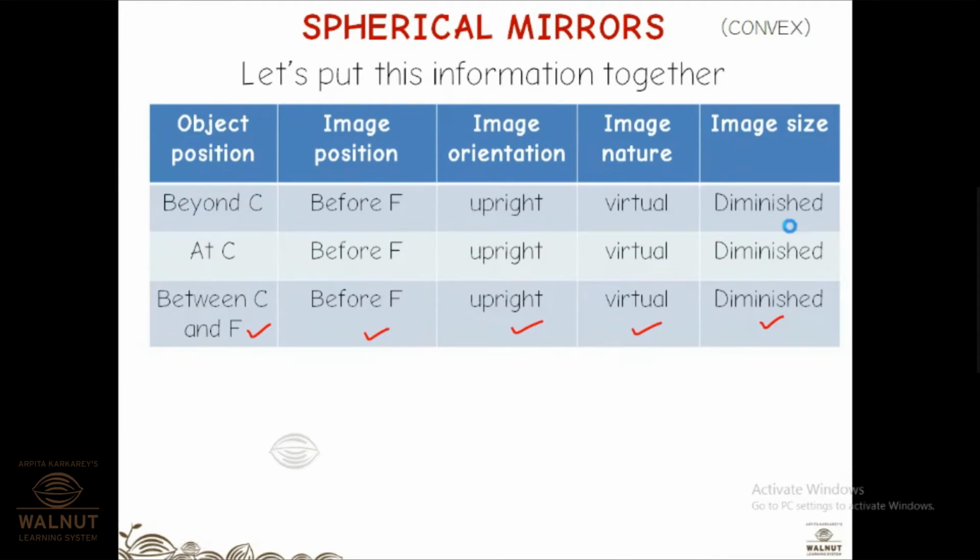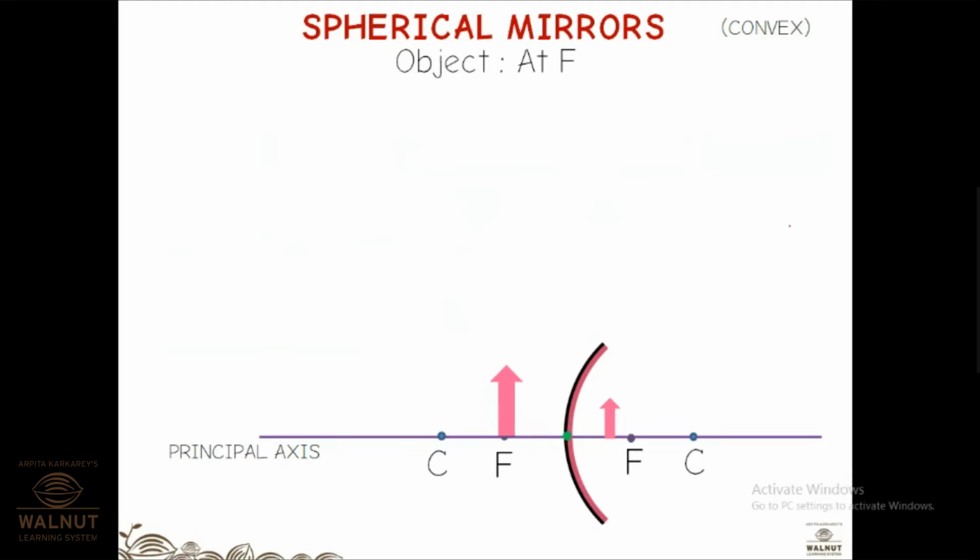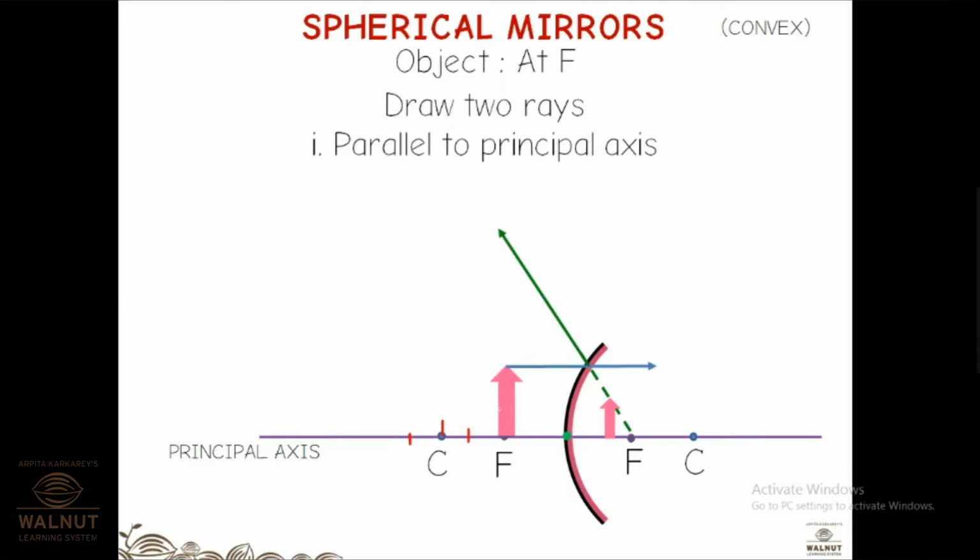Now next. So the object, we are moving it closer to the mirror. First it was before C here. Then it was at C. Then it was between C and F. Now we have moved the object here, that is towards F. So now again we are going to draw two rays, one passing through the principal axis and one passing through the focus. Let's meet both the rays.